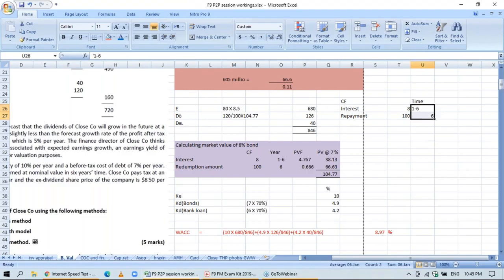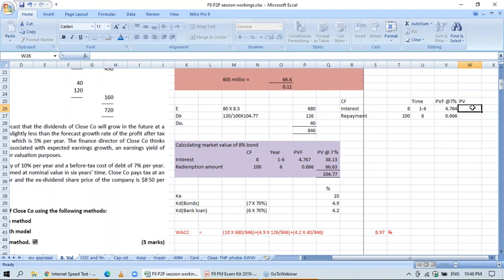Now calculate the present value of the interest. Take a present value fraction. Now what present value fraction will you take? Present value will be taken at the cost of debt. So the cost of debt is given, which is 7%. 7% is the cost of debt as per the question. So take an annuity fraction at 7% for 6 years. So 4.767 is the annuity fraction. And then the present value fraction is 0.666. So there you get the present value.